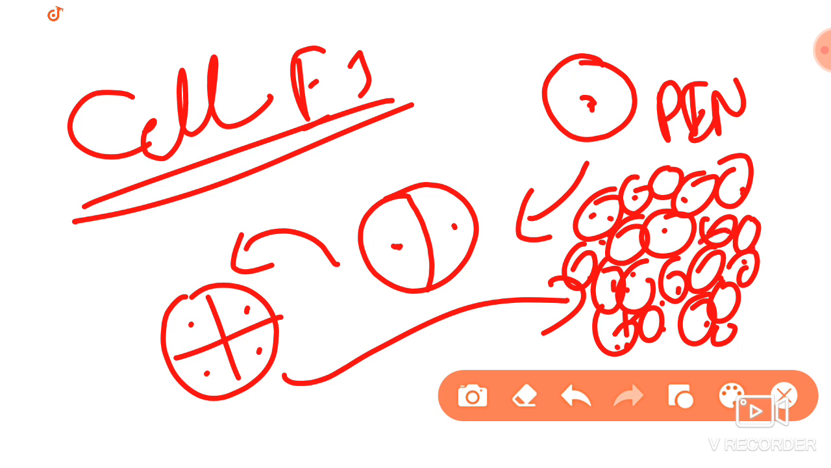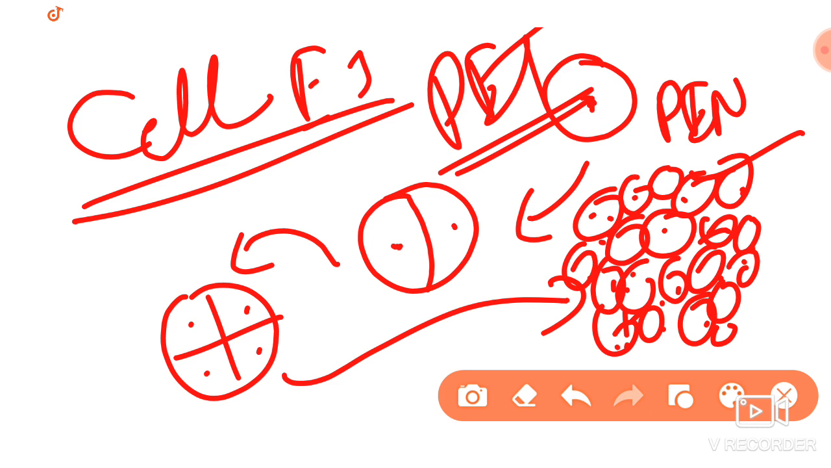This is polar endosperm tissue, because cells united to form a tissue. Please remember, students, there are two types of endosperm: one is free nuclear endosperm, another one is cellular endosperm. In free nuclear endosperm only the nucleus is going to be divided.